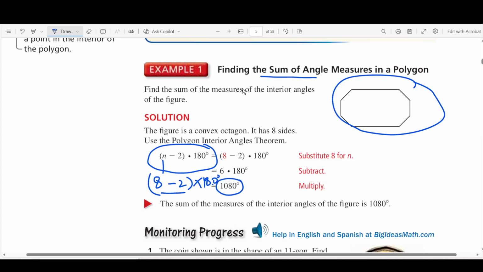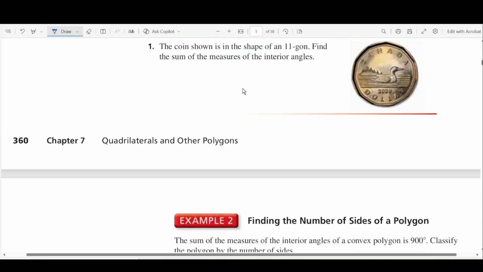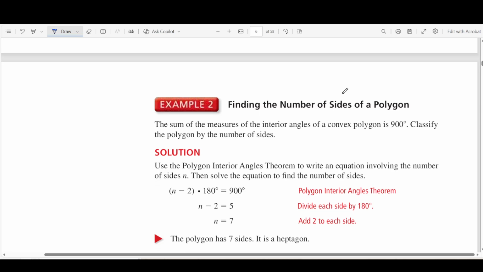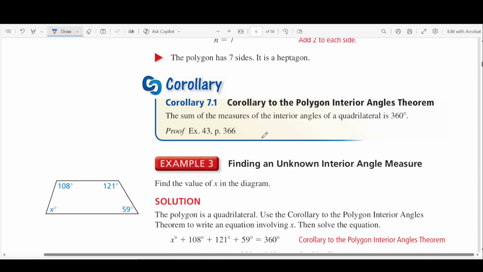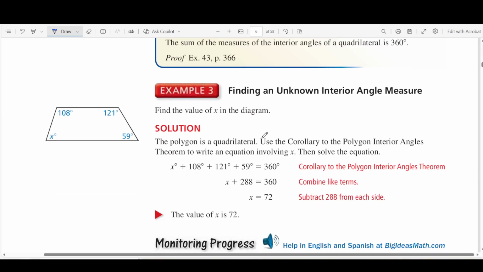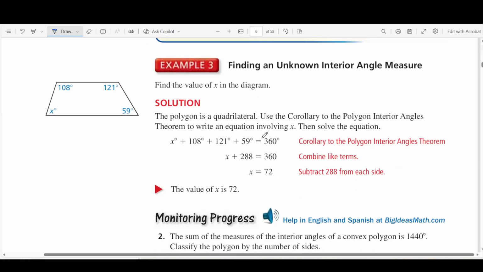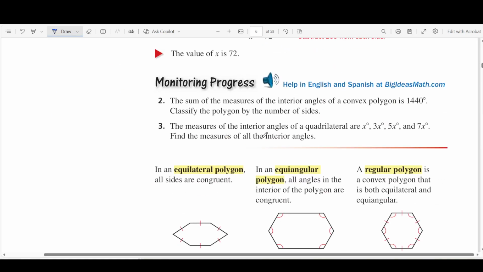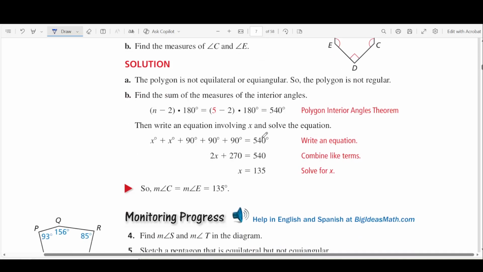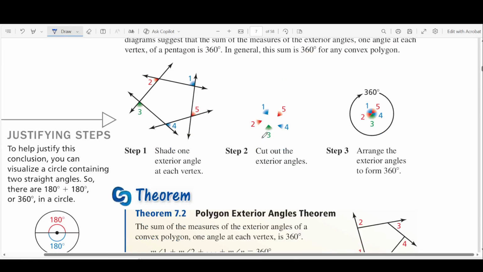So the sum of all these angles would be 1080. This helps us to find the sum of all the interior angles. But right now we are just learning about quadrilaterals, so for that you need to remember it's 360 degrees.